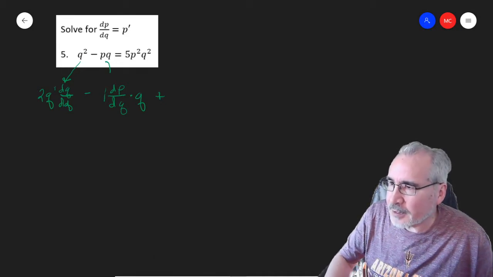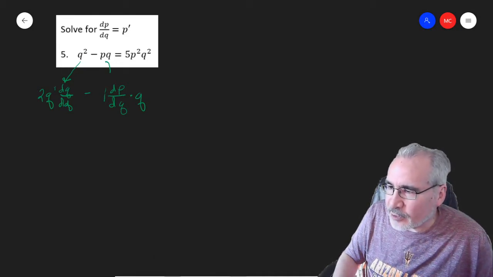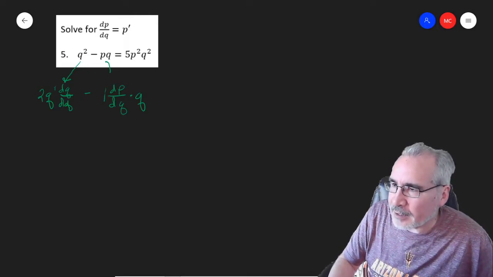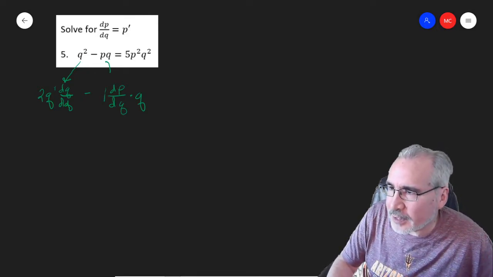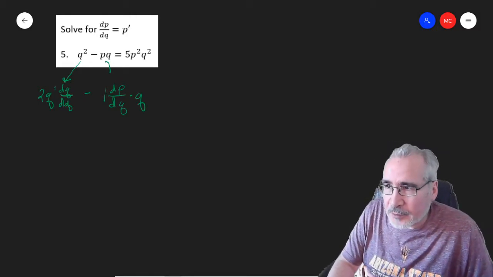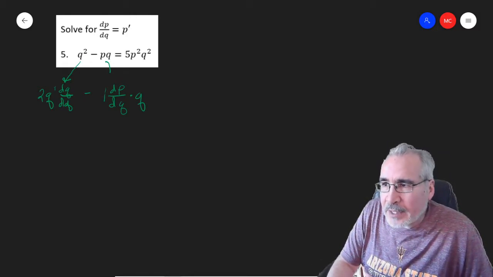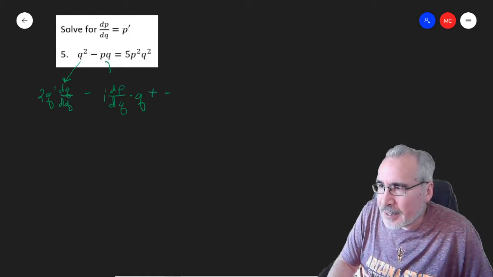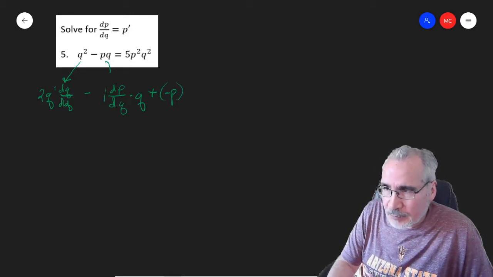Oops, I still need to. So I can do this one of 2 ways. I can kind of think I'm taking the derivative and then distribute it through. Or I can see, well, this usually would be plus, right? Because it's a product rule. But I've got a minus P. So let me do it that way. Plus negative P, right? I just bring it down here times the derivative of Q.